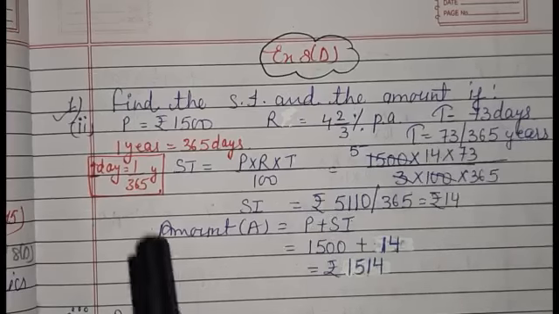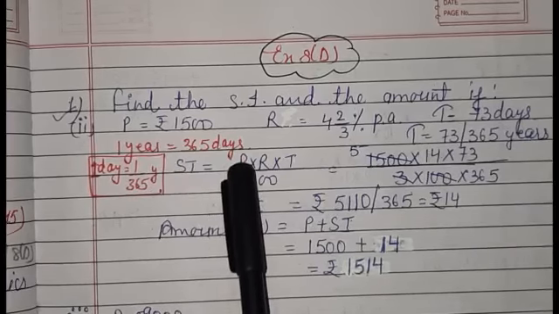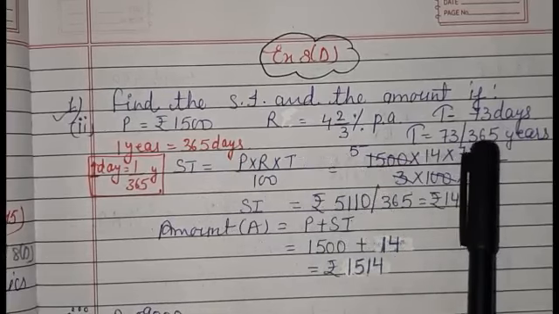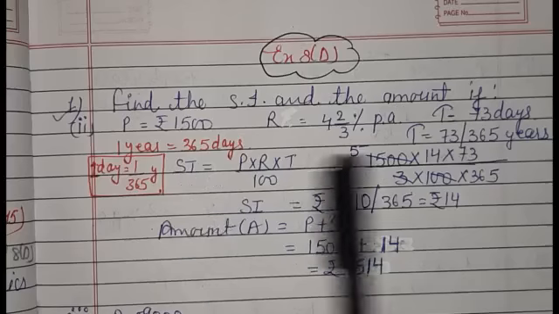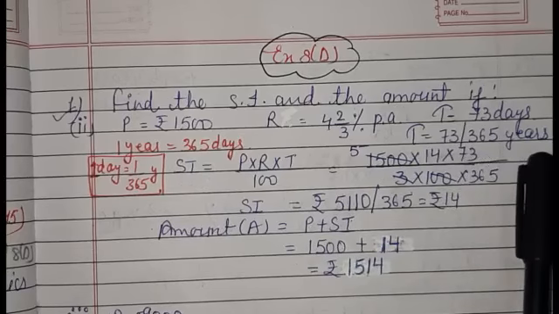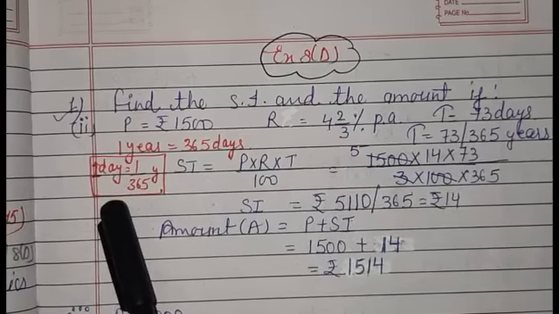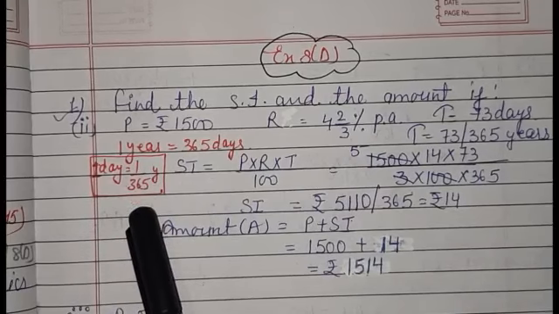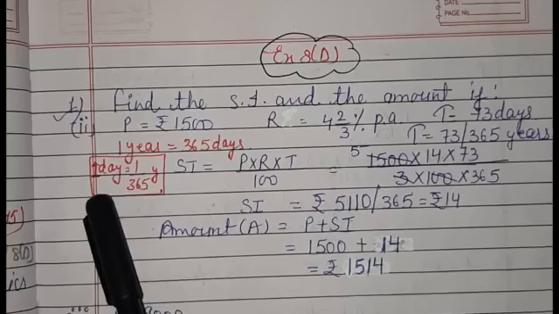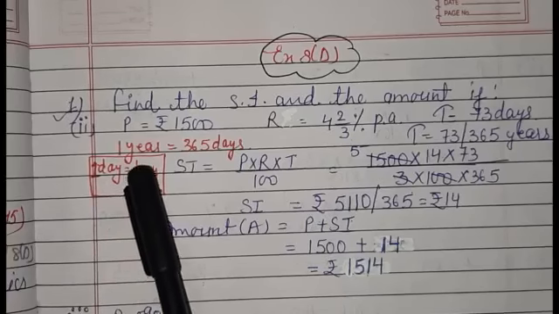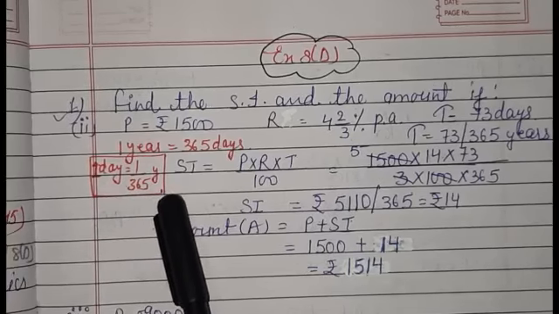We know that 1 year is equals to 365 days. So 73 days is equals to 73 by 365 years. Because 1 day will be equals to 1 upon 365 year. So 73 days will be equals to 73 by 365 year.